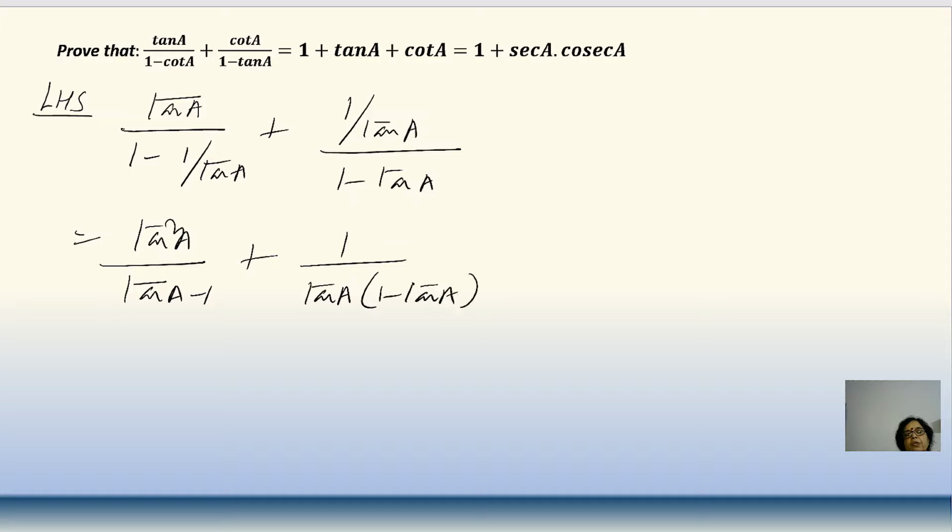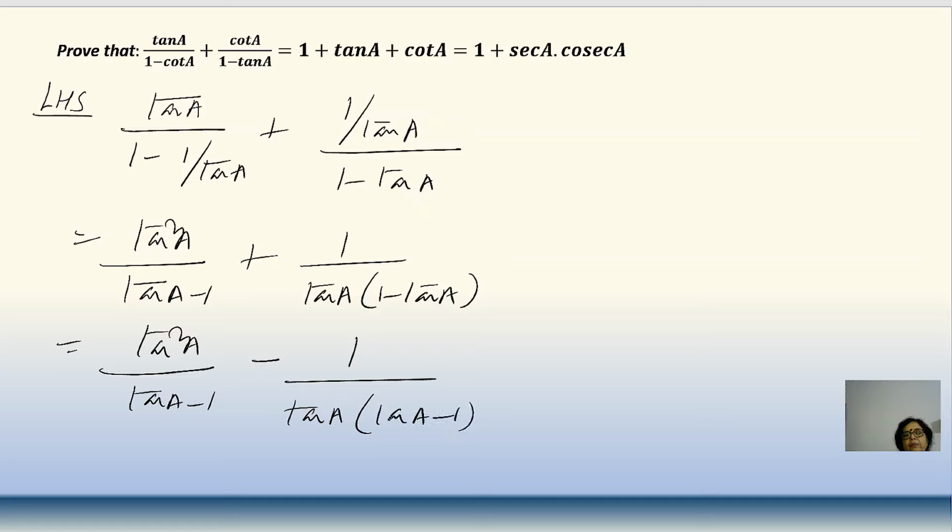Now this is a crucial step. We'll take out minus common. How will we take out minus common in the second term? This is tan A. This comes down as it is. Take out minus common, so this plus becomes minus. We are left with tan A into tan A minus 1. Now take the LCM. The LCM will be tan A into tan A minus 1. So this numerator becomes tan cube A minus 1.